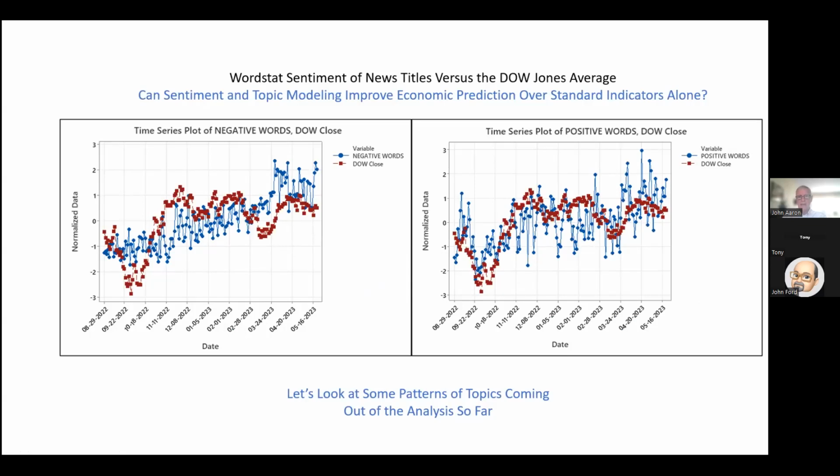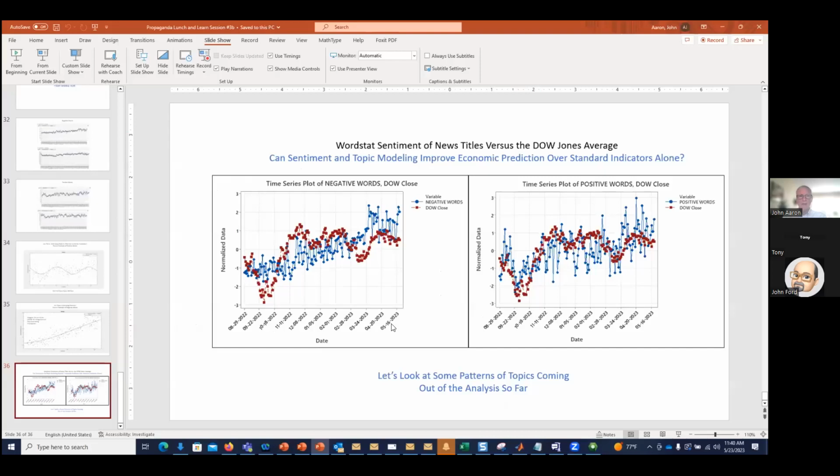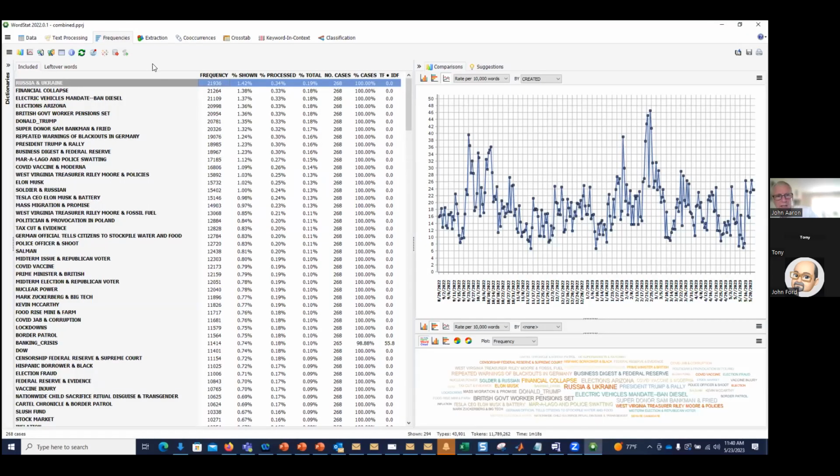So for instance, if I take a normalized plot of the Dow Jones Industrial Average, which is shown in red, versus negative words per day, you kind of see this here. But look at positive words. There's a certain fit that potentially exists, and perhaps this offers some insight into prediction of variables that might be very useful.